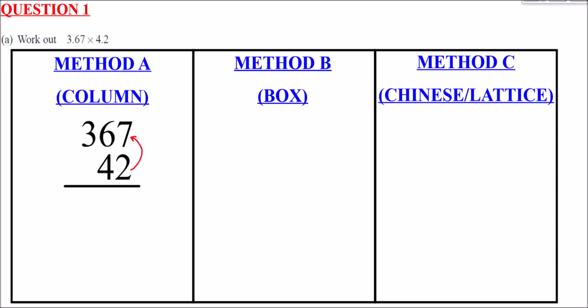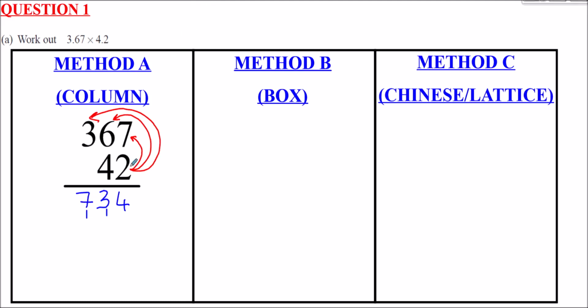2 times 7 is 14. So we write down the 4 and carry 1 across. Next we do 2 multiplied by 6. 2 times 6 is 12, plus this carried 1 is 13. Then lastly with this 2, I take it and multiply it by the end 3. 2 multiplied by 3 is 6, plus this 1 I've carried is 7.